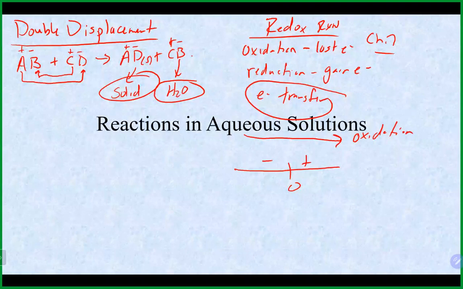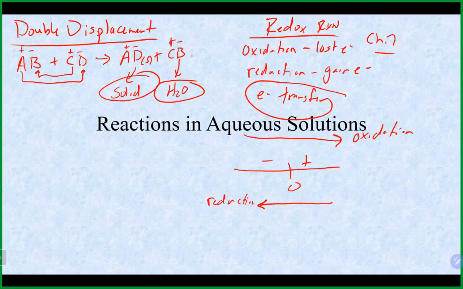Vice versa, if you look on the left-hand side of the arrow and then the right-hand side of the arrow, and you see a substance that's becoming more negative as it goes from left to right in terms of its oxidation state or number, moving in this direction along the number line, that guy is going through reduction. So that's a really easy way to figure out what is being oxidized and what is being reduced.